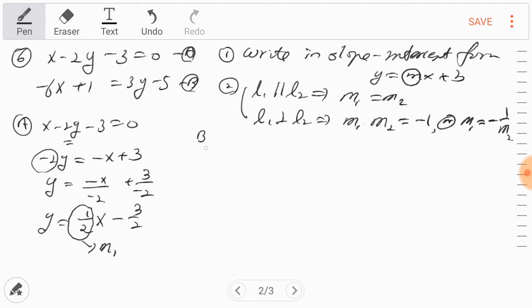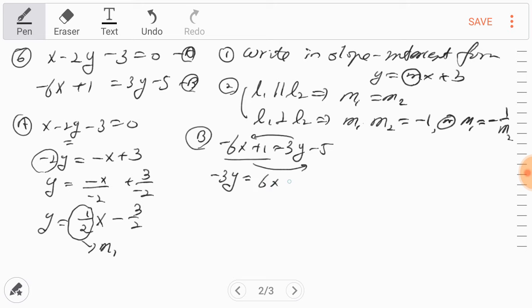Okay, for the second equation, negative 6x plus 1 is equal to 3y minus 5. So let's move 3y to the other side. So negative 3y is equal to, move all the others to the other side, then 6x, minus 1, minus 5. Then negative 3y is equal to 6x minus 6.